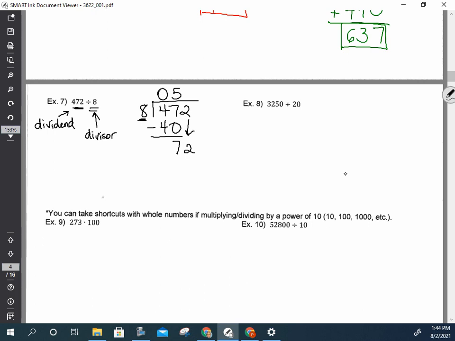Bring down the 2, and we keep dividing. 8 goes into 72 9 times. So 9 times 8 is 72. And we subtract. That's 0, and that's 0. 72 minus 72, 0. So your final answer ends up being 59. You do not need the 0 sitting in front. That's simply as a placeholder more than anything else.